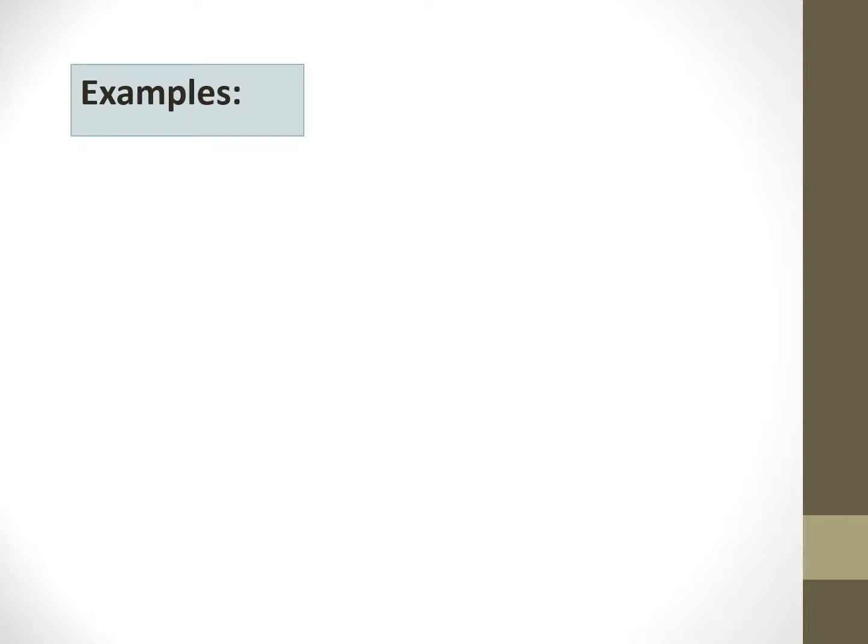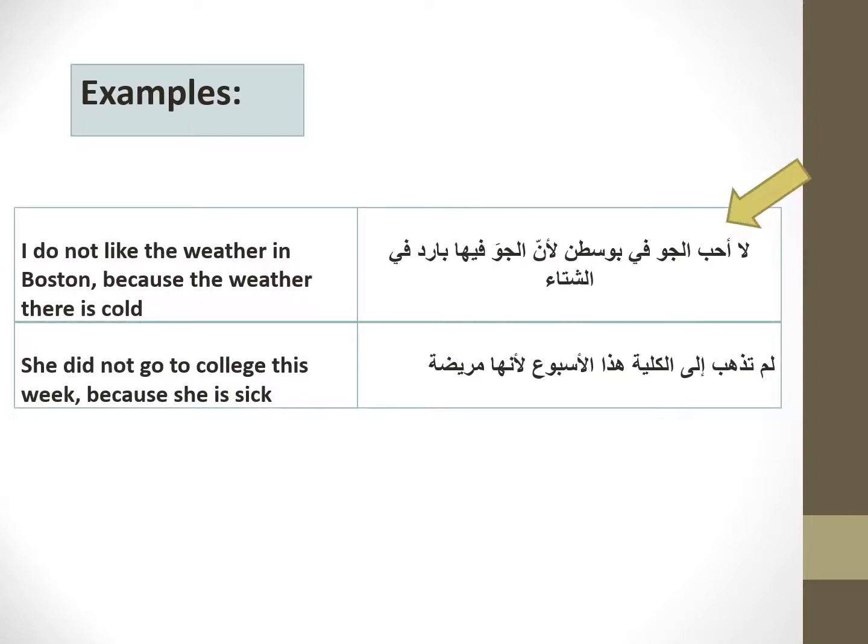Let's see some examples. لا أحب الجو في بوسطن لأن الجو فيها بارد في الشتاء. لم تذهب إلى الكلية هذا الأسبوع لأنها مريضة.